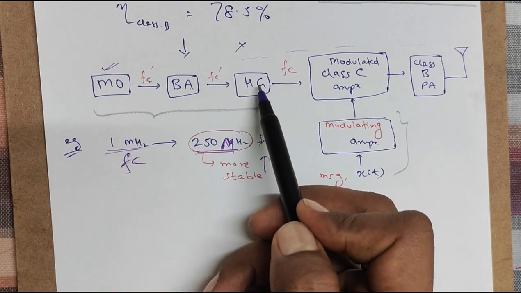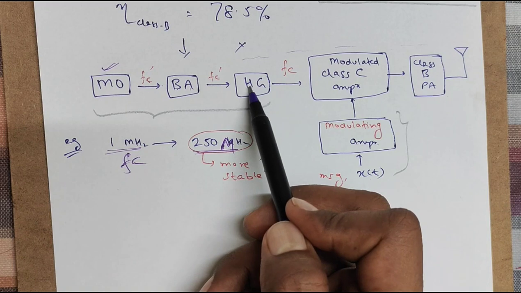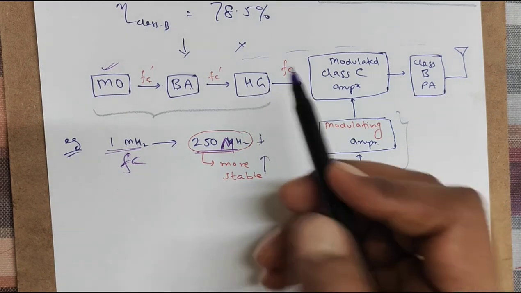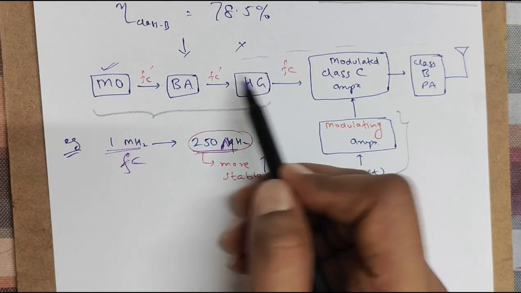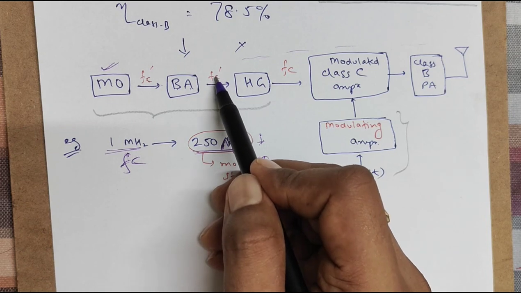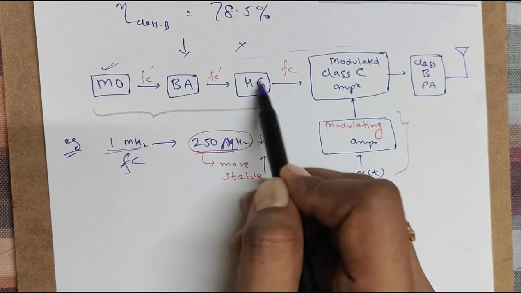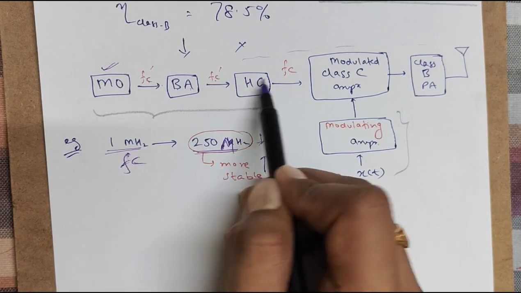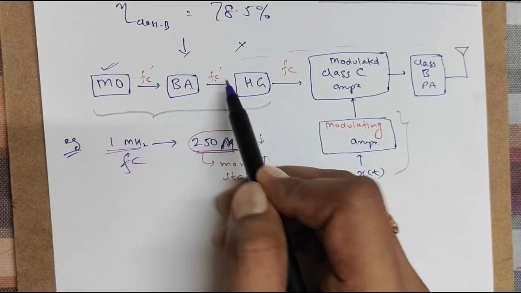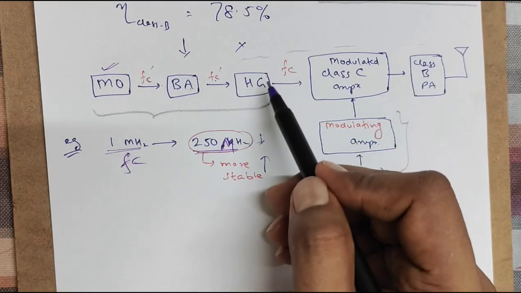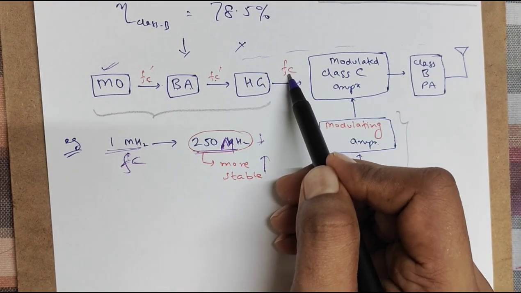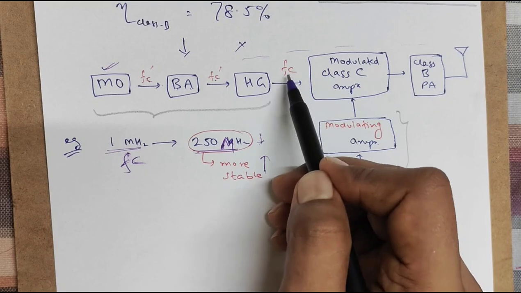Then what is the job of this HG? As I said, HG is the harmonic generator, which will generate harmonics of the input frequency, right? So if FC dashed is a fraction of FC, the output will be multiples of FC dashed, and from that output we will select one particular FC, right? So that is what it is.